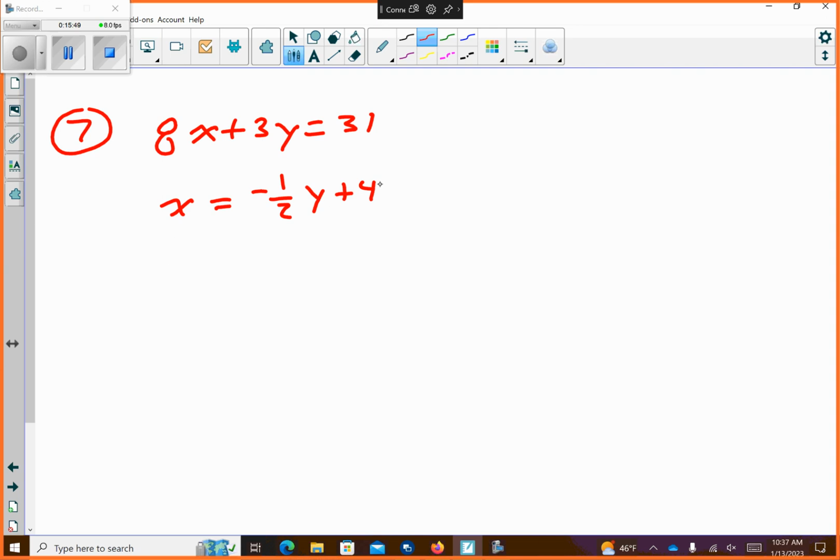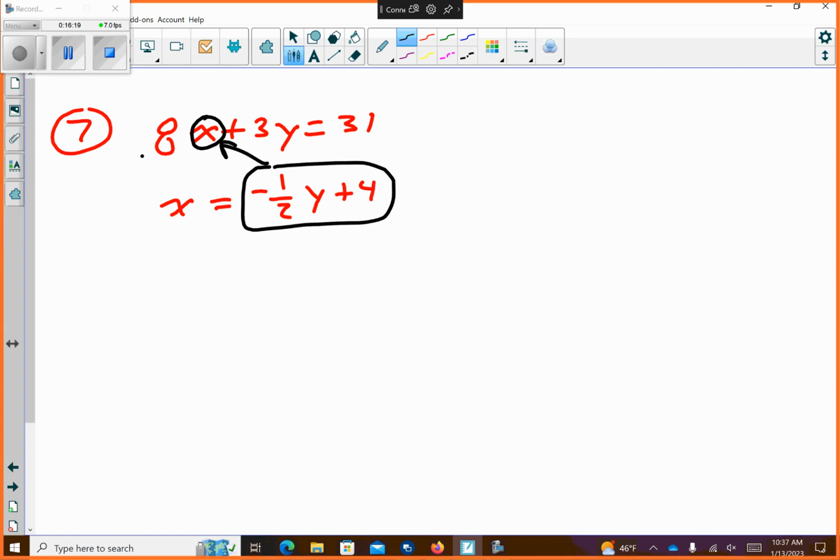So I know that we have a fraction, but let's not be totally afraid of the fraction. How should I do this problem? Should we do it as elimination or substitution? Substitution. Why? I like your thought. Because x equals something, I can replace this here.